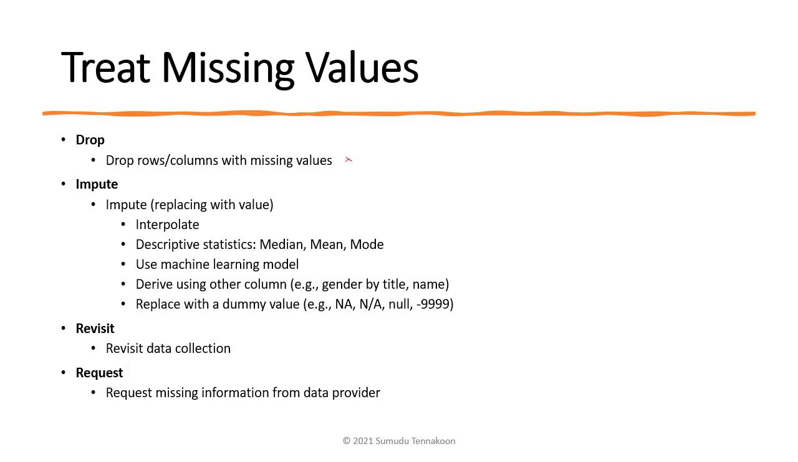So if you determine this column will not help you build a better machine learning model, probably you can decide to drop it. So drop is one solution. Impute is another solution. In impute, we can replace this value with another value. We can use some interpolation technique.